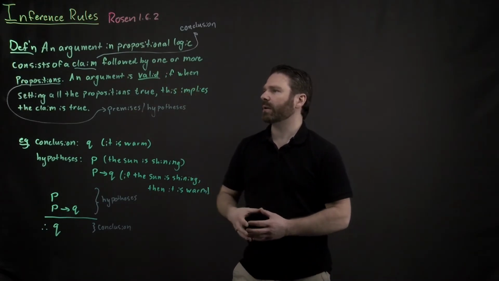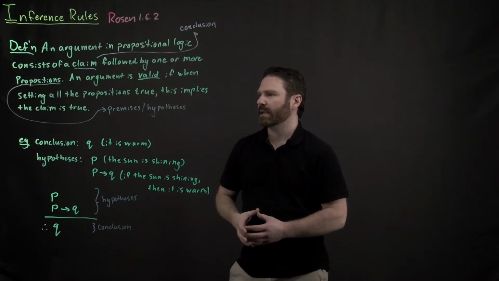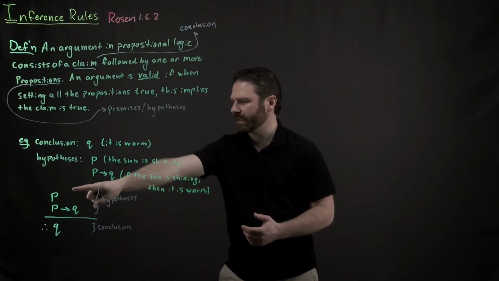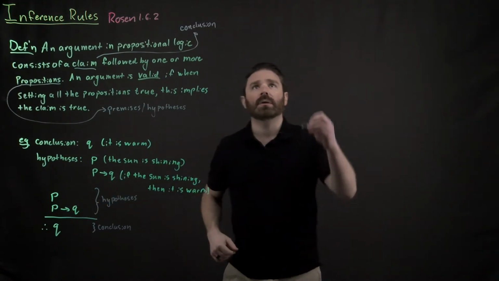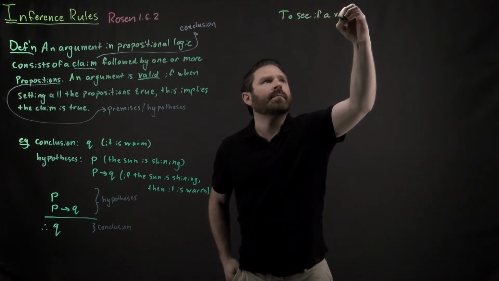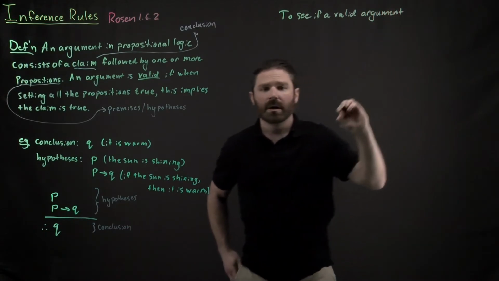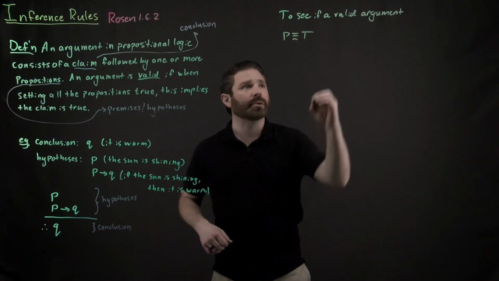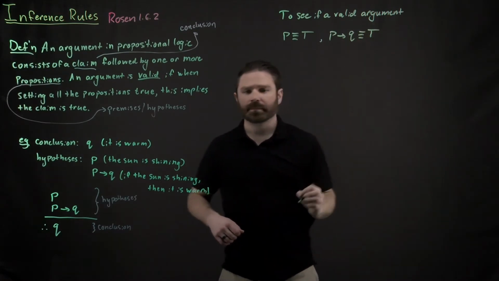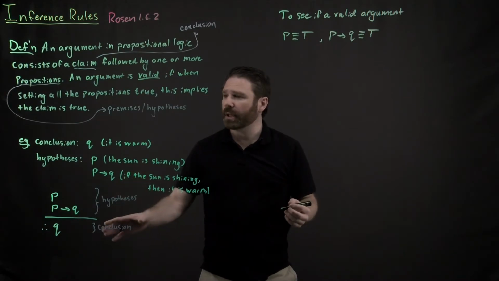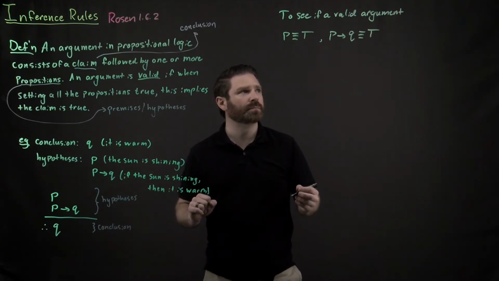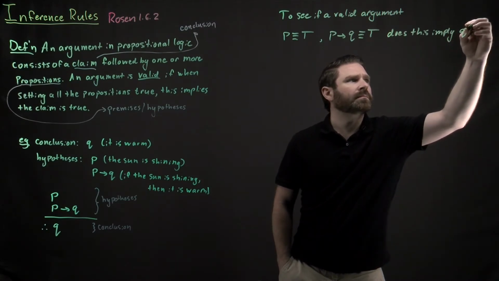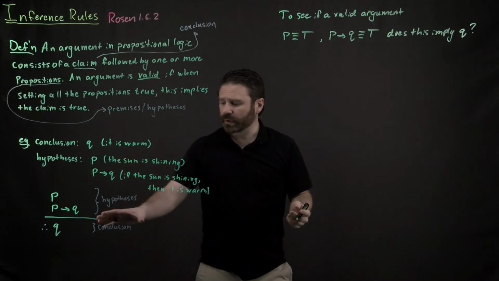Well, let's go ahead and go back to our definition of what a valid argument is. So that means we'd have to set all the propositions true. All our propositions, our premises and hypotheses in this case, are P, and P implies Q. So to see if this is a valid argument, what I'm going to have to do is take all of my hypotheses right here and set them equal to true. And then what I want to see is, does that imply that my conclusion is true? Well, let's go ahead and try to check and verify this.